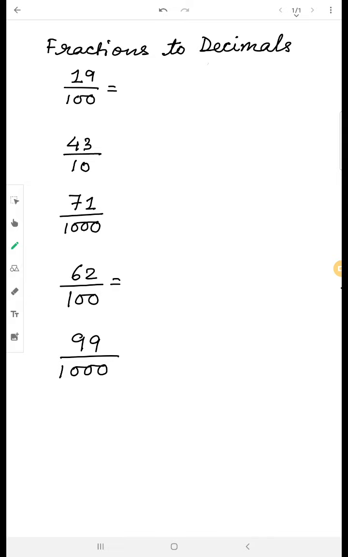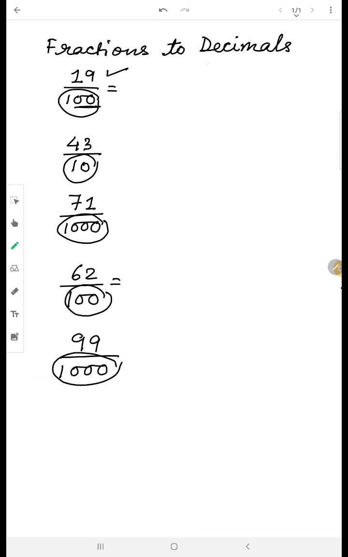Always when you're given any number by 100, 10, 1000, as you can see, all are multiples of 10. So when you get this kind of number, what we are going to do is look at the last two digits of the 100. It is the last two digits, so 19.